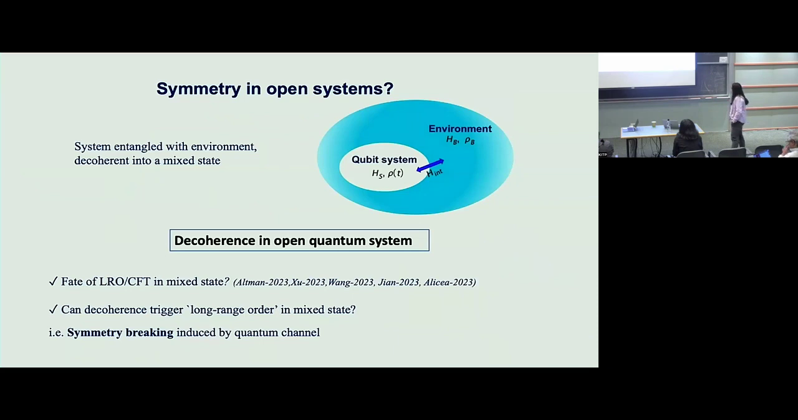Another question is trying to pursue the opposite trend. Suppose I begin with a totally trivial pure wave function, say a spin polarized state. Can decoherence engender or trigger something interesting? Like, can decoherence trigger some type of long-range order in a mixed state? And today I will provide a simple example that manifests that decoherence can trigger some type of long-range order. And I will talk about how decoherence can trigger a strong symmetry breaking induced by local quantum channels.